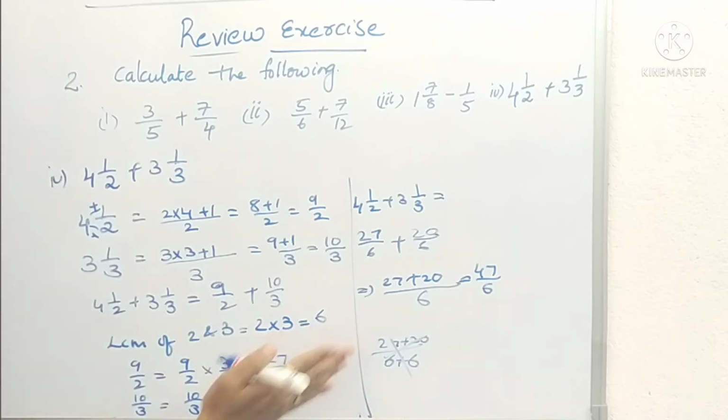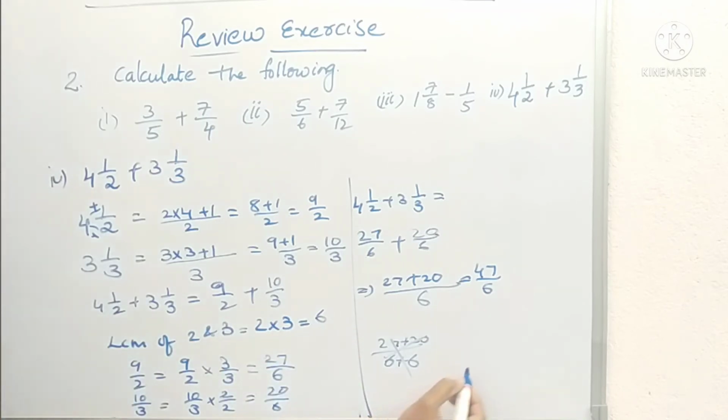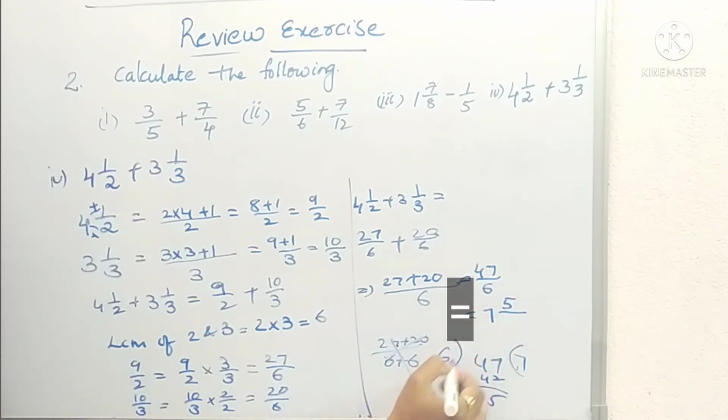Or otherwise we can convert it into a mixed fraction also. 47: 6 8s are 48, but it is more, right? So 6 7s are 42 and remainder 5. First we write the quotient 7 and then remainder by divisor, so this is 7 5/6.